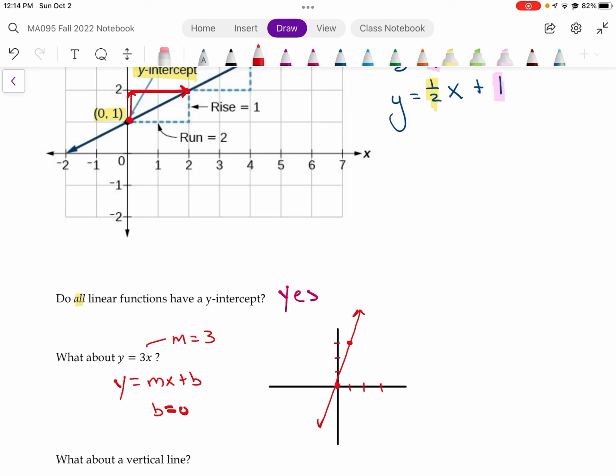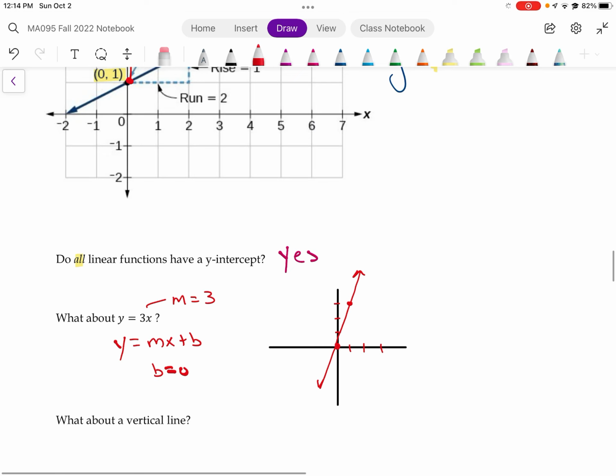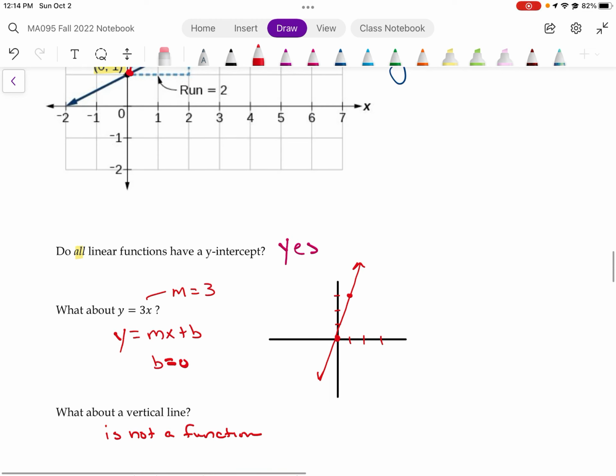It looks like it doesn't have a y-intercept. It does. The y-intercept is 0. So again, I just said it. What about a vertical line? A vertical line is not a function. It's not a function. It doesn't pass the vertical line test, right? It doesn't pass the vertical line test.